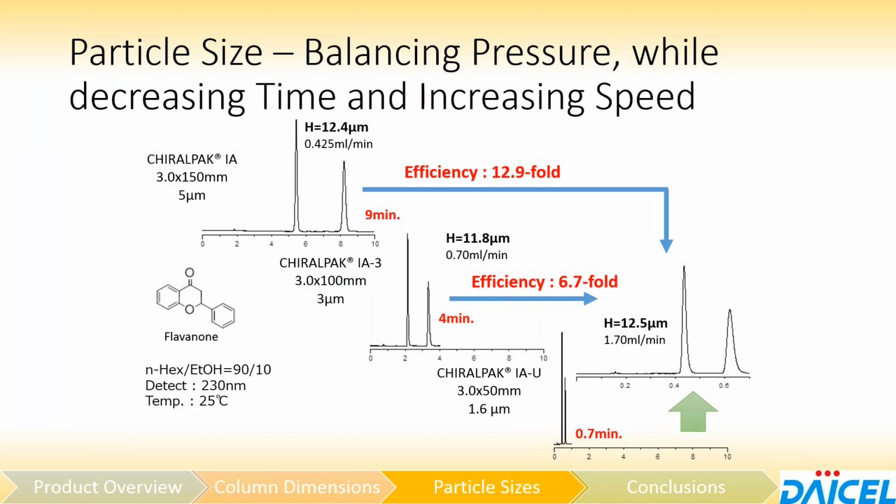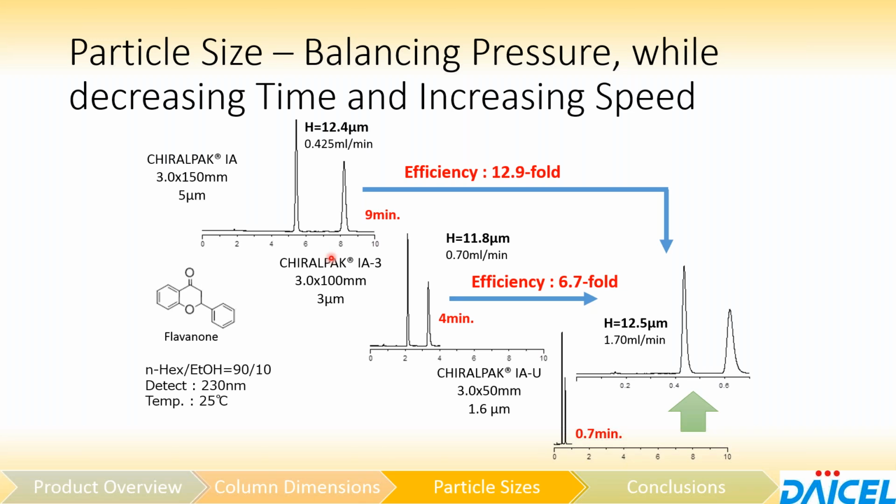Now, because we know we can push our columns with small particle sizes faster and not lose any resolution, it allows us to generate something that looks like this, where we might have had an older separation on a 5 micron Chiralpak IA. The column dimensions here are 3 by 150. The resolution is certainly very good here. The flow rate is very modest as well, 0.425 mL a minute. Obviously, the flow rate could be increased, and we could probably shorten this analysis time a bit. However, keeping in mind what the Van Deemter curve looks like, we might also find a situation where we begin to lose resolution as a result of increasing that speed.